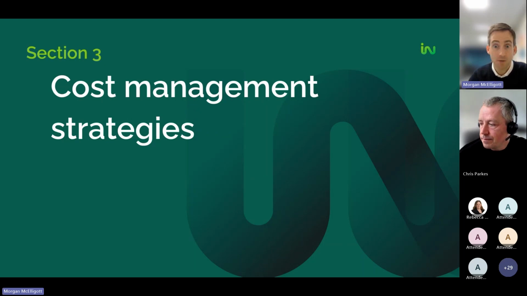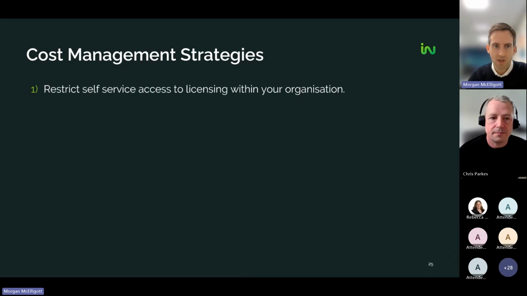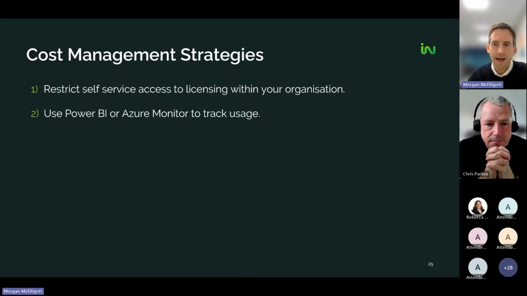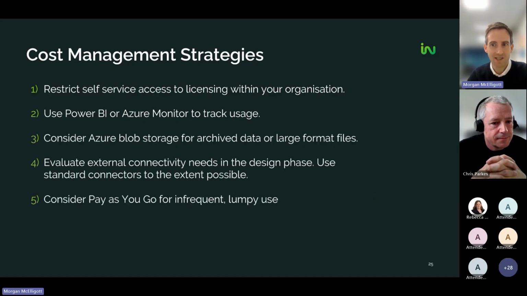So for the final section before the demos, we're going to talk a bit about cost management strategies. And we've highlighted 5 areas here. Just to call out number 1, we would often say restrict self-service access to licensing within your organization. The reason we would say that is it's very easy for users to sign up for a free trial for 60 days. And before you know it, you're paying for extra licenses that maybe weren't budgeted for. So number 1, that's something to think about.